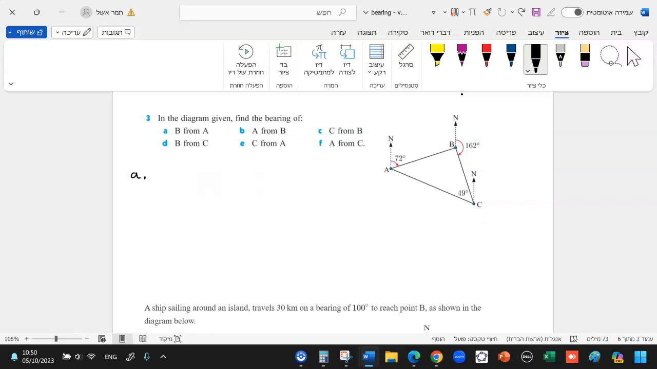So the bearing of B from A is when we go from A to B. It is just given, angle to the north, 72 degrees, and we write it as 072. In part B, we need the bearing from B to A. We can just calculate 72 plus 180. This is 252.